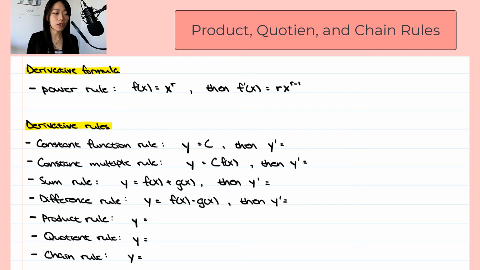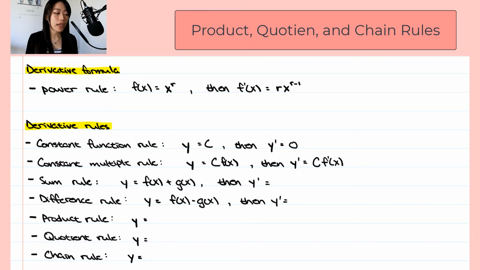And we've looked at several derivative rules. The first one, constant function rule, which states that if a function is a constant, y equals c, then its derivative equals 0. And then we've also looked at the constant multiple rule, which states that if a function equals a constant times a function of x, for example, y equals c times f of x, then the derivative of y is the constant c times the derivative of f of x.